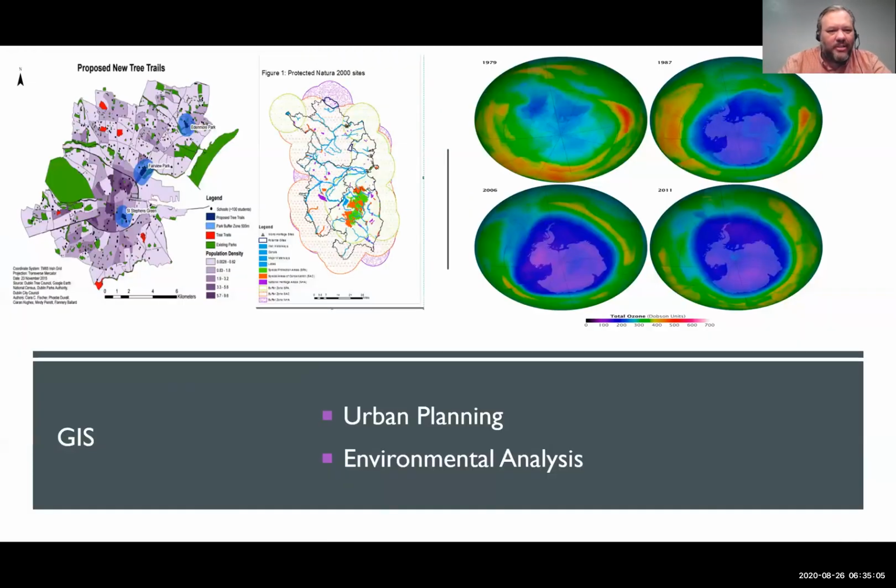All right, here's just a couple of other GIS things. So let's say that you were doing city planning. This is proposed new trails. And so you could see, you know, here's some of your data. Well, that's the legend. And then here's population density. And so if you're trying to plan new trails or something, you would want to make it beneficial for more people. So you get the idea.